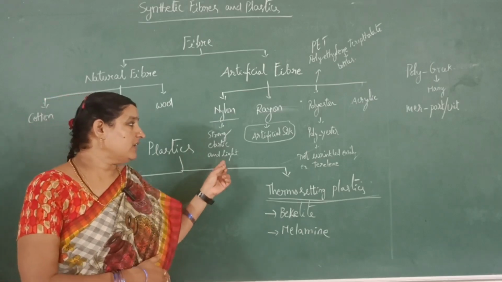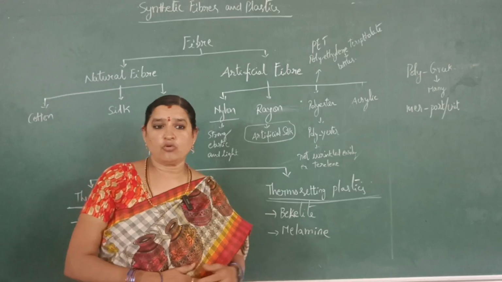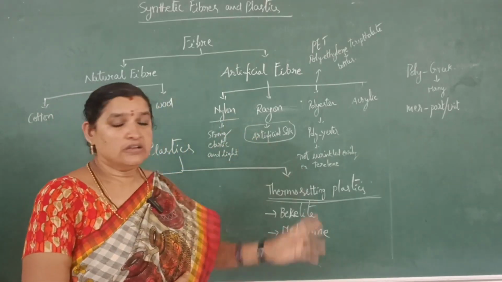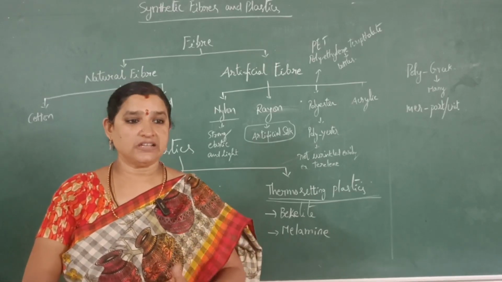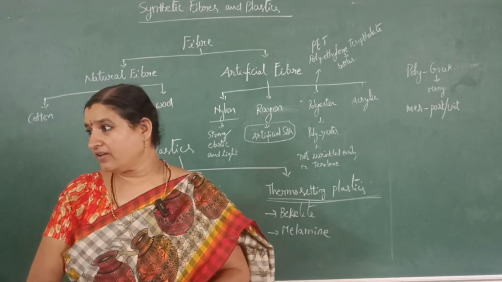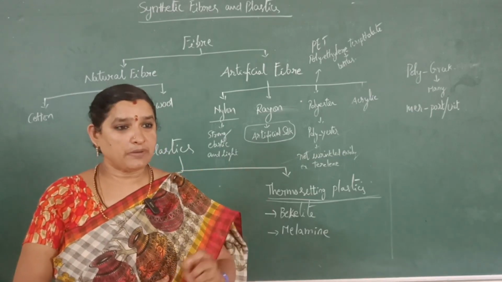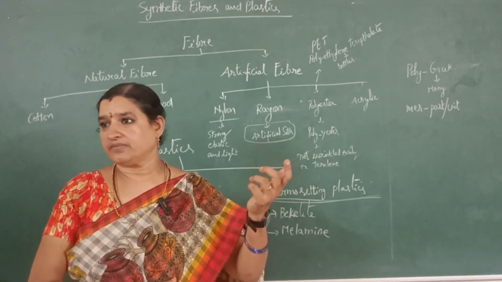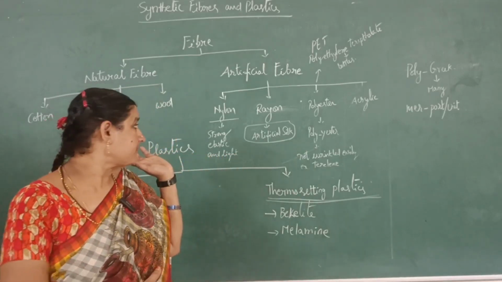This rayon is also called artificial silk. We can wear saris also. Another name of rayon is artificial silk. We prepare saris and other dresses by using rayon.